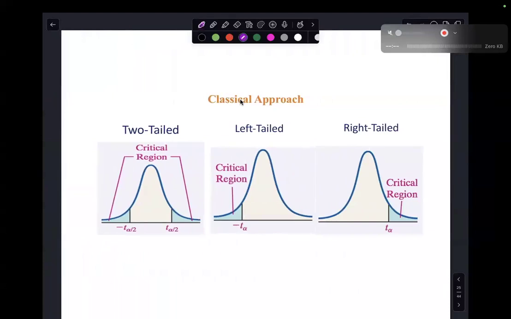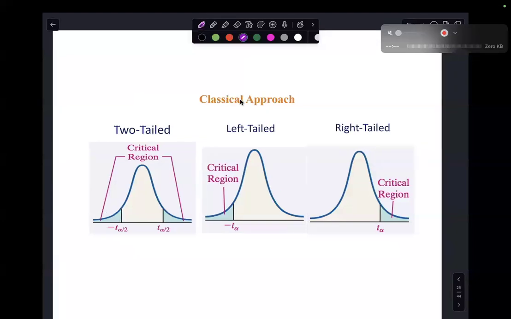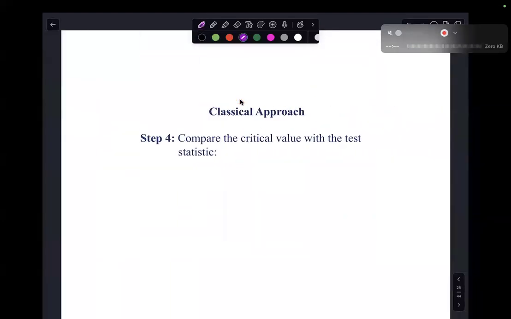This is all the same thing. If it lands out in that critical region, the critical region is the area outside of your confidence interval. If it lands in the critical region, we reject. This is all the same stuff. That's why I'm just kind of rushing. Compare the critical value with the test statistic. If the critical value is more extreme than the test statistic, we will reject the null hypothesis. If it's not as extreme as the test statistic, we fail to reject.